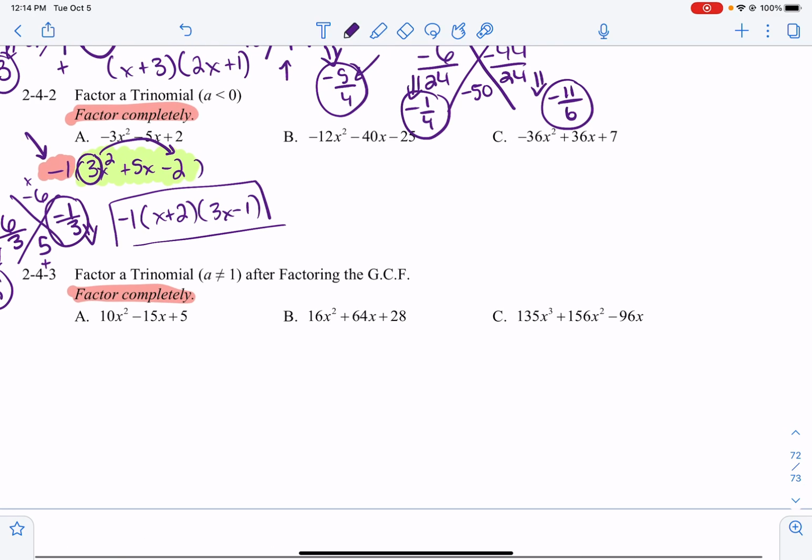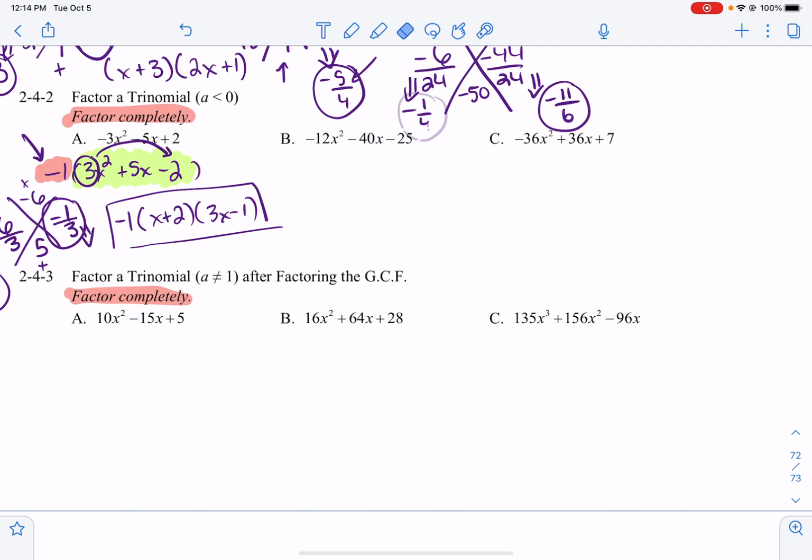All right, so part B. I'm going to just erase a little bit of this so we have some more room. Negative 12x squared minus 40x minus 25. I want to get rid of that negative. So the negative 1 comes out, and my negative 12x squared turns into positive 12x squared. My negative 40x turns into a plus 40x, and my negative 25 turns into a plus 25.